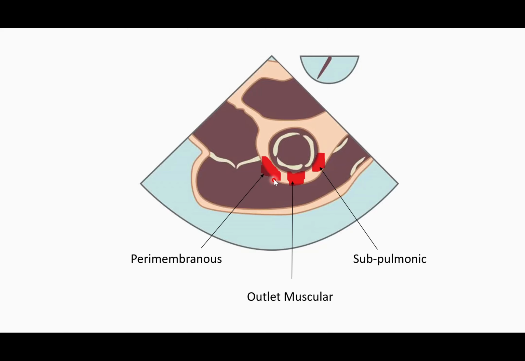This is what I was saying previously, that the outlet VSD can be 3 types, either outlet muscular, type 4, or subpulmonic, type 1, just below the pulmonary valve, or if it is related to the tricuspid with no tissue in between, so this is perimembranous, type 2. This is a nice way to differentiate the different types of outlet VSD.